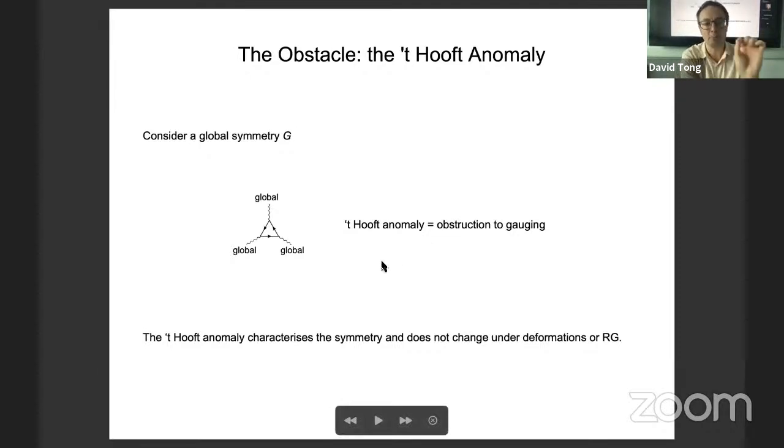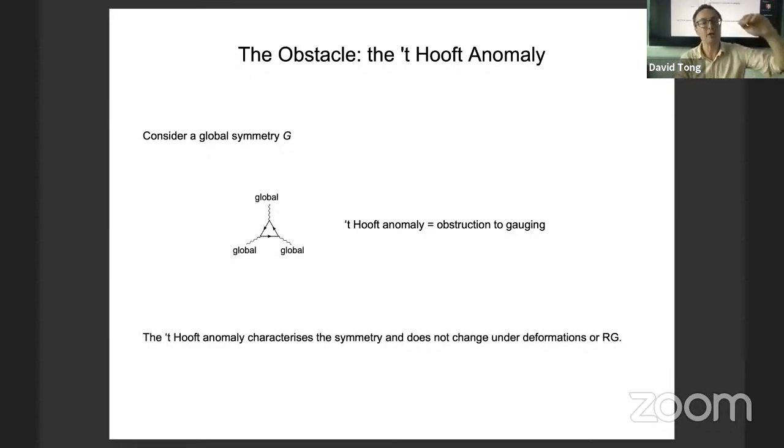And for our purposes, the beauty of the 't Hooft anomaly is that it's a way to classify the quantum field theory with a particular symmetry. In the following sense, you could imagine lots of different quantum field theories that have a particular symmetry G. But associated to each of those quantum field theories is a number, the 't Hooft anomaly. And if the 't Hooft anomalies differ between those theories, then there's no way to deform one theory into another theory while preserving the symmetry G. So this is a way to characterize the different theories that have the symmetry G.